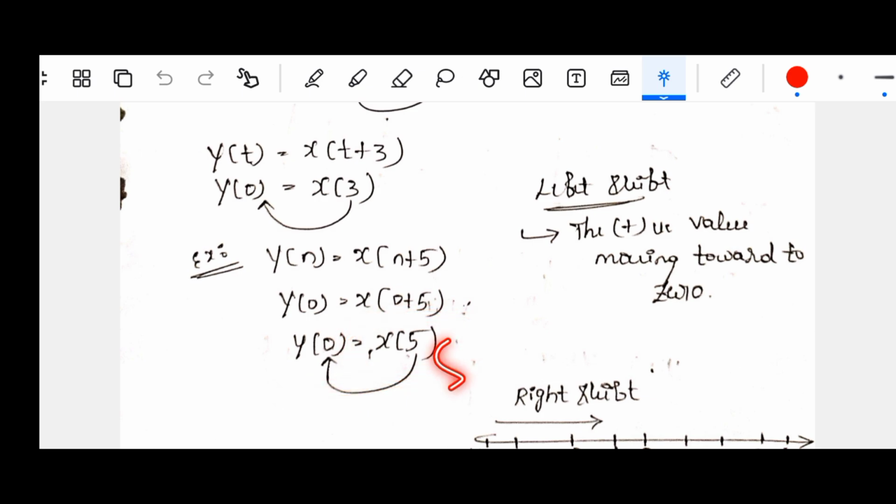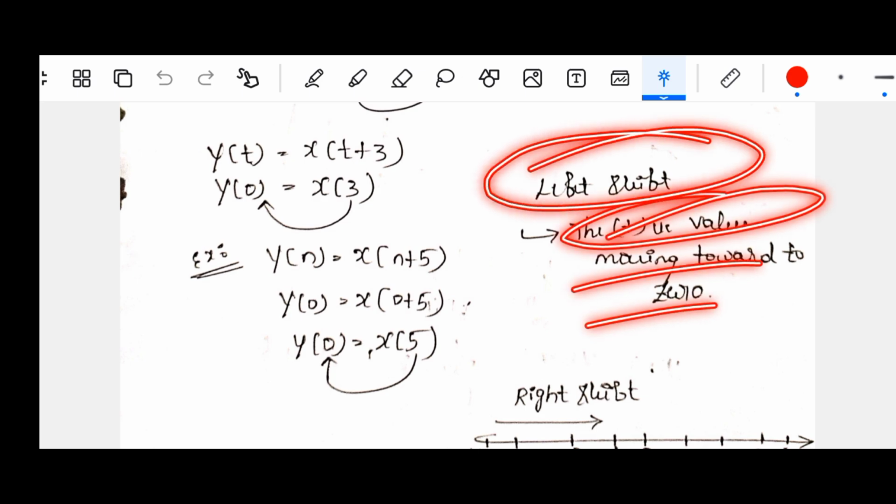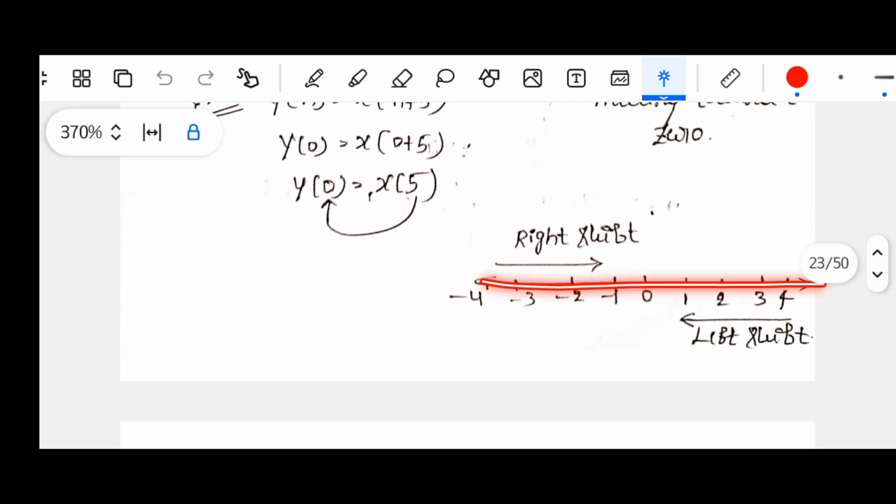Therefore, the value is moving from positive to 0. The value is moving from positive to 0. Therefore, it is called a left shift. See here, I will explain.